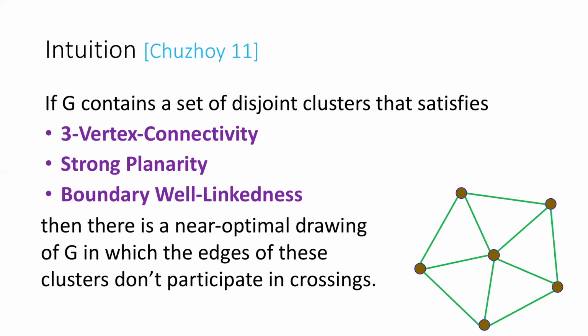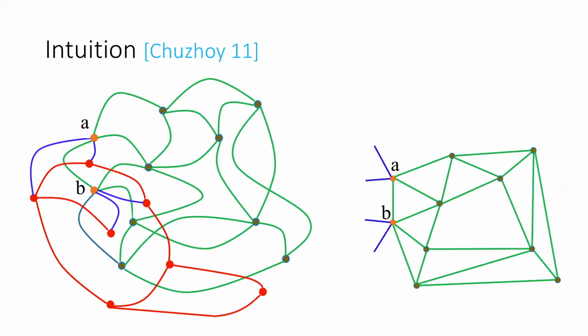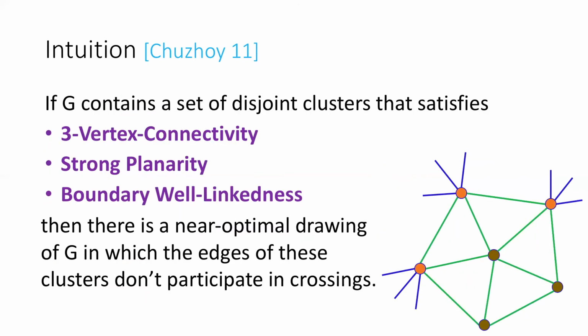And the strong planarity property additionally requires that in its unique drawing, all boundary vertices, that is, the vertices incident to edges that do not belong to this cluster, lie on a single face. So for example, these blue edges are the edges that do not belong to this cluster, and the orange vertices are the boundary vertices, and they all lie on the outer face. Okay, so why is this intuition true? Let me try to sketch its proof very briefly.